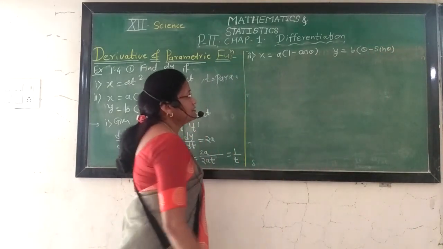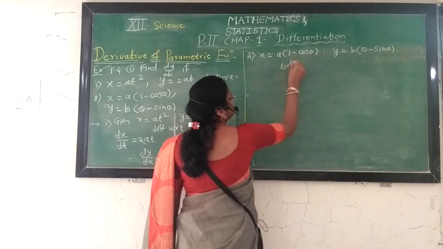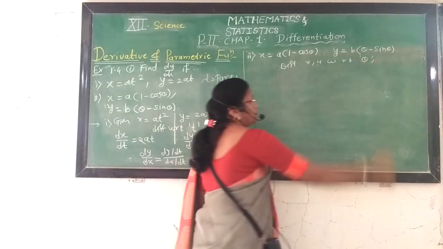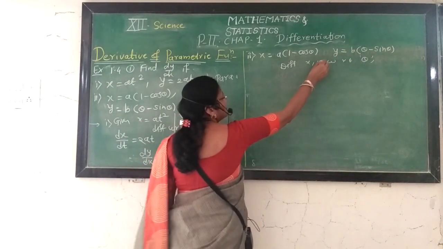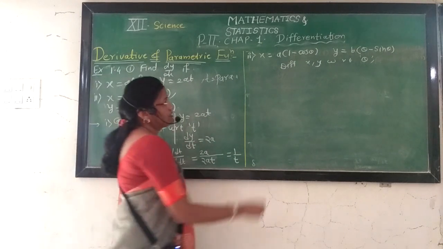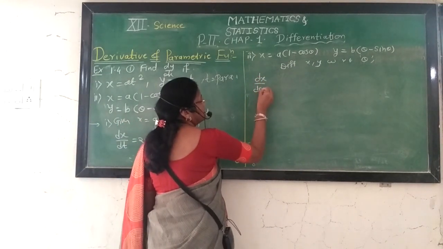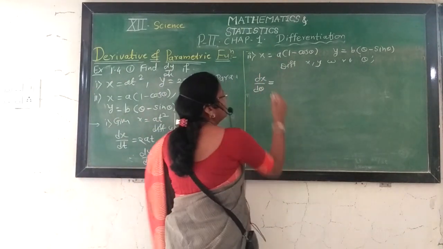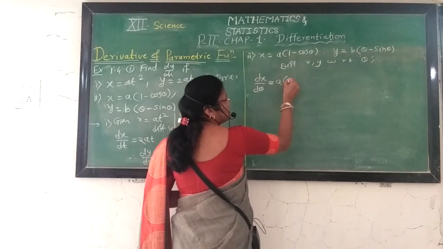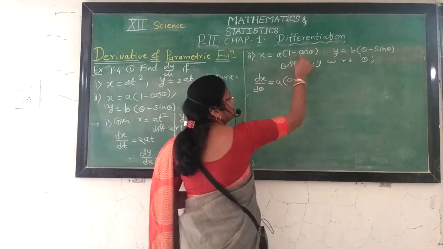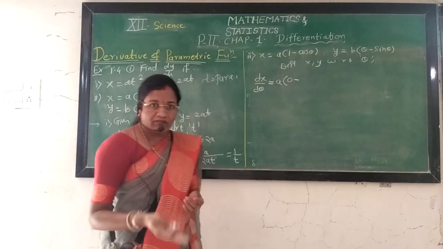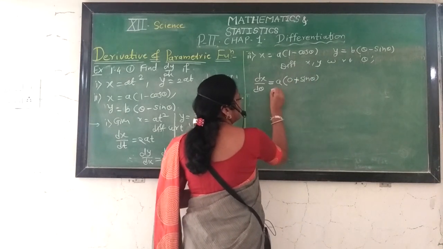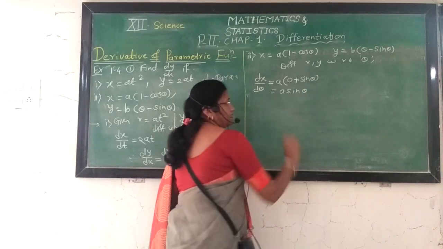So again we take theta as the parameter. Differentiate x and y with respect to theta. Now we find the derivative of x with respect to theta, dx by d theta. Here a is the constant, the derivative of 1 is 0, the minus sign stays as it is, and the derivative of cos theta is minus sin theta. That minus and this minus become plus. So the derivative is a times sin theta.